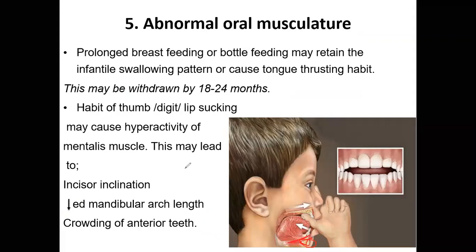For example, the mandible was supposed to grow like this. This hyperactive muscle is not allowing the mandible to grow properly. Due to this abnormal activity, what is happening? The mandibular growth is reduced. Now that mandibular growth is reduced, the arch length is reduced. Now what will happen? When the arch length is reduced and your tooth material is not getting enough space to get proper accommodation, then ultimately it will lead to crowding.